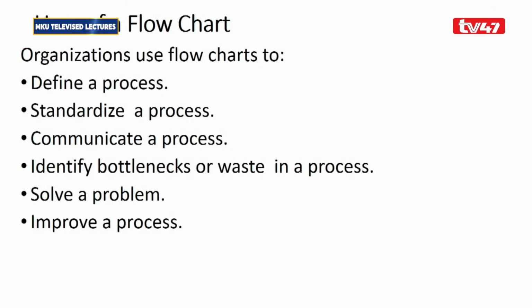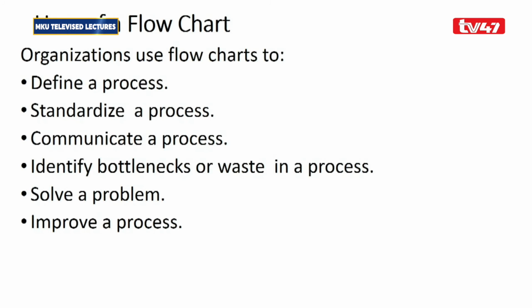Then how are we using flowcharts? Organizational flowcharts are used for defining a process, standardizing a process, communicating a process, identifying bottlenecks or waste in a process, solving a problem, or improving a process. You notice we're using the word process a lot. We had earlier defined that flowcharts are used to diagrammatically represent the different processes in an activity in an organization. So we can use flowcharts for these purposes. You want to define a process, you want to explain what a process entails.